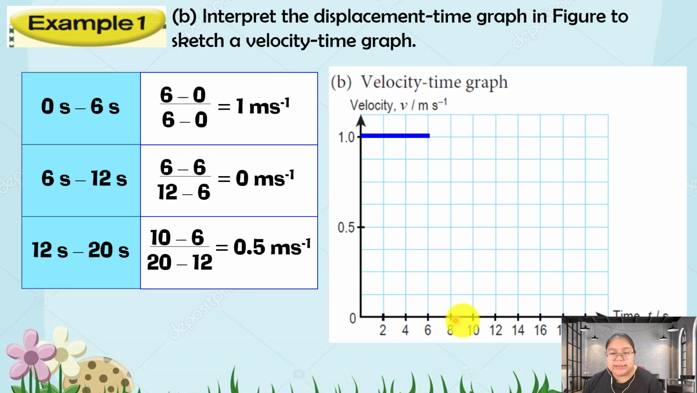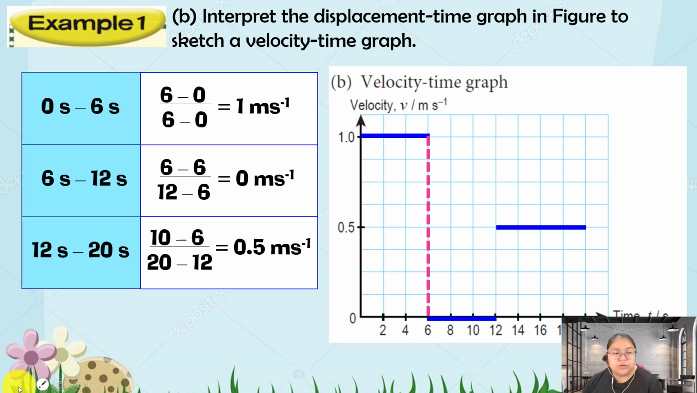the line should be exactly on the x-axis because the velocity is 0. So I need to draw the flat line from 6 until 12. From 12 to 20, they go up again until 0.5, is it? So I need to draw the line. From 12 to 20, there's a 0.5 velocity, so I just draw the flat line.